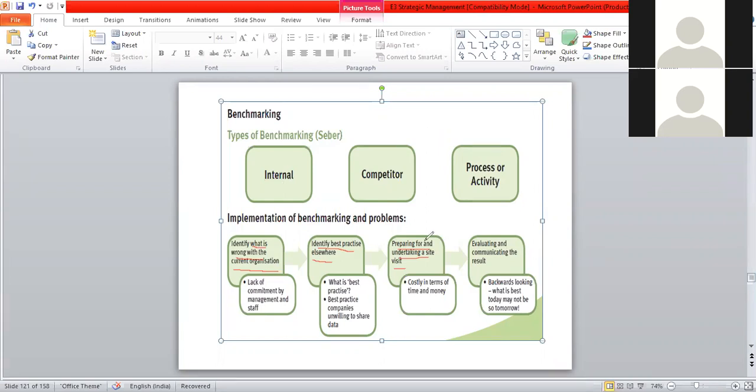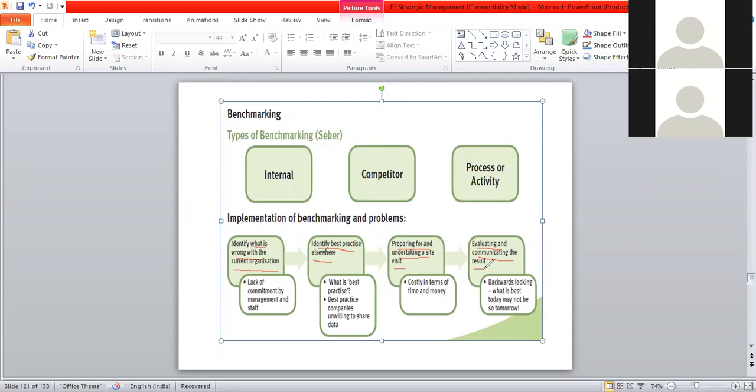Preparing for and undertaking a site visit, evaluating and communicating the result. A site visit is technically something where you may not actually have to visit the site. You can also take a visit of what is their performance and make a comparison with that. That is the point here. So comparison should take place, comparing with whatever variables you are considering.